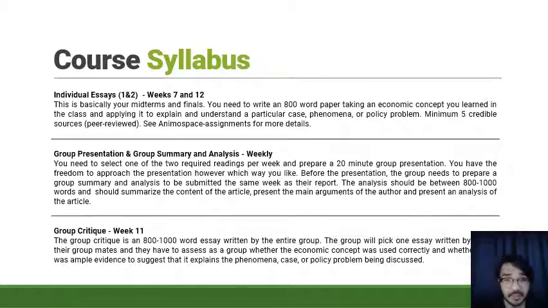The last assessment is the group critique, which is due on week 11, excuse me. And the group critique is also an 800 to 1,000 word essay written by the entire group. So the group will pick one essay written by one of their group mates, and you'll have to assess as a group whether the economic concept was used correctly and whether there was ample evidence to suggest that it explains the phenomenon, case, or policy problem being discussed. Again, we'll dive deeper into that as the weeks go.